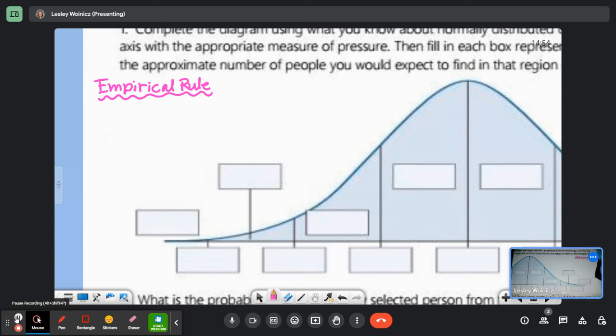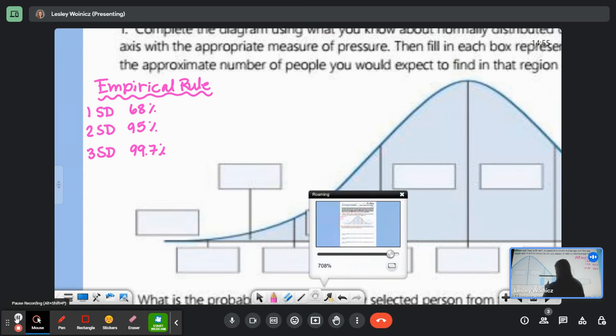Okay, it says that within 1 standard deviation is how much of your data? 68%. Okay, what about within 2 standard deviations of the mean? 95%. Okay, what about 3? 99.7. All right. Okay, now let's start labeling. We're going to come back to the empirical rule.